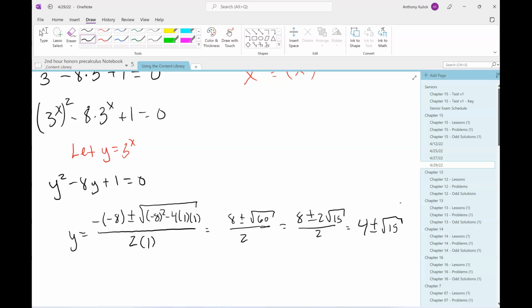Which variable are we supposed to be solving for? x. What have we solved for? y. What is y equal to, though? 3 to the x.